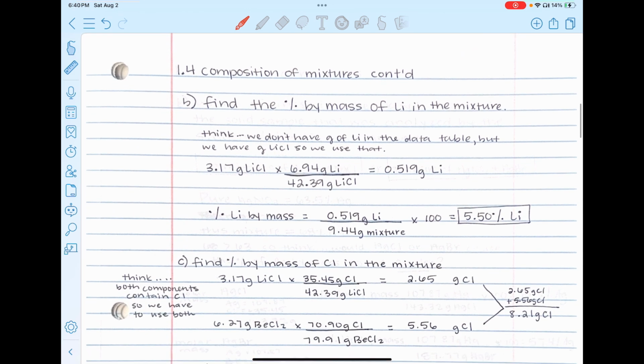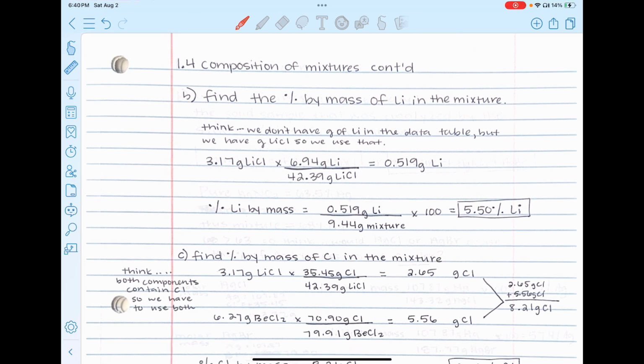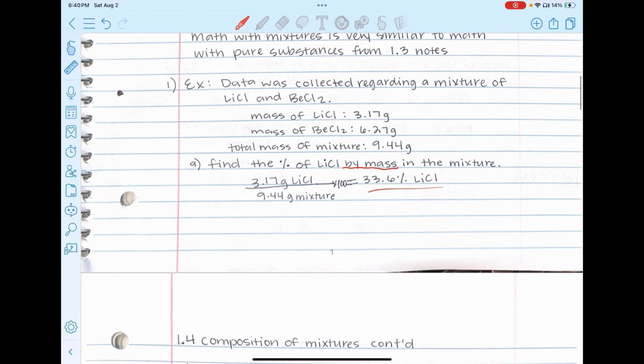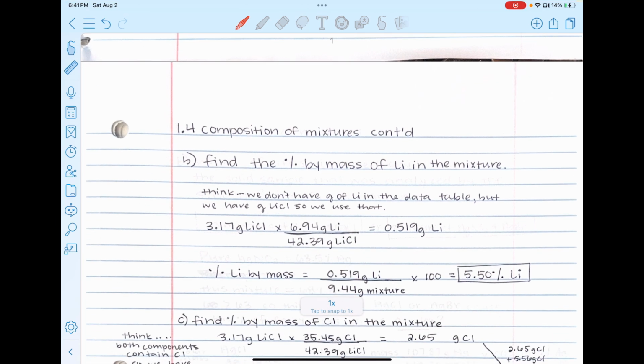Moving on to B of number 1. We are asked to find the percent by mass of lithium in this mixture. Same data we were referring to. We're still on example number 1. And this time we've got to think a little bit, because we want to know lithium, and we don't have lithium. When we look at that chart, we're given lithium chloride and we're given beryllium chloride. We're not given just lithium. So we're going to have to think a bit about how we can find lithium.